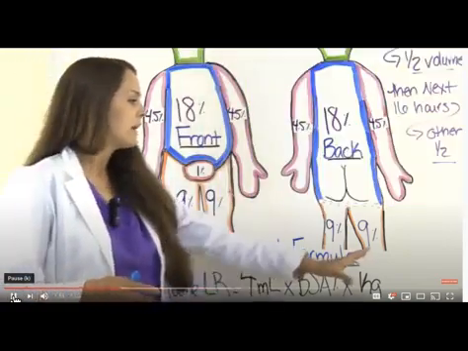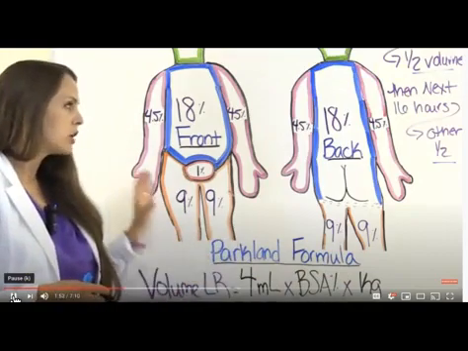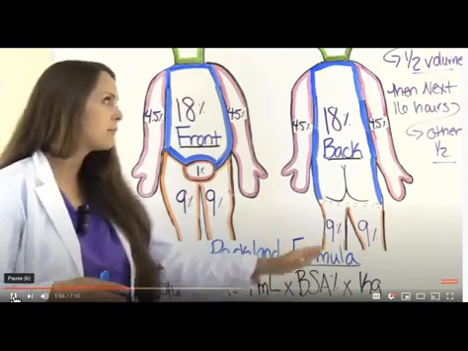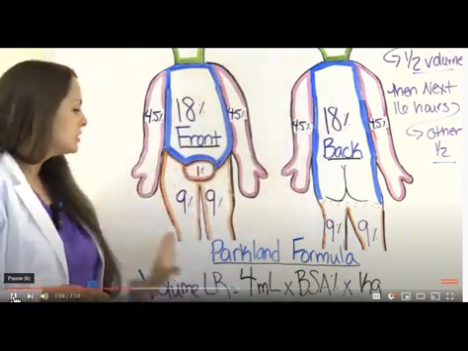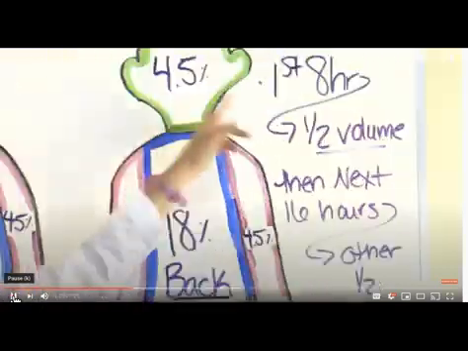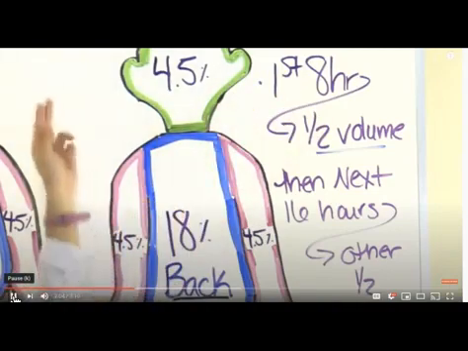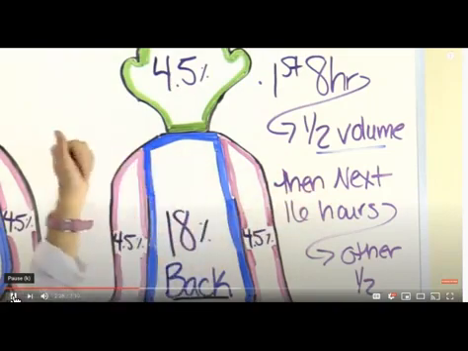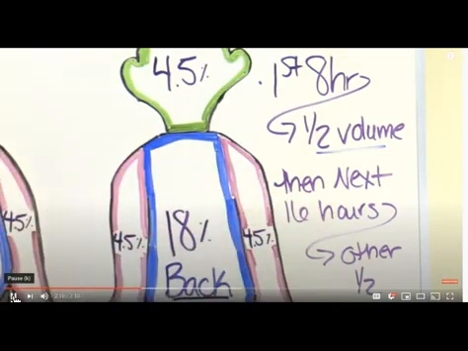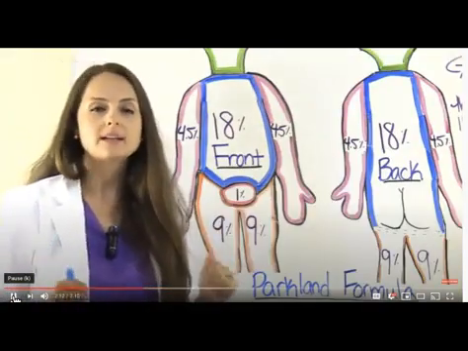So it's important we calculate with this formula so we can determine, based on how bad they're burned and how much they weigh, how much fluid they're going to need over the next 24 hours. So you get your total, and then during the first 8 hours, the patient will receive half that volume total. Then over the next 16 hours, they'll receive the other half. So now let's work a sample practice problem.